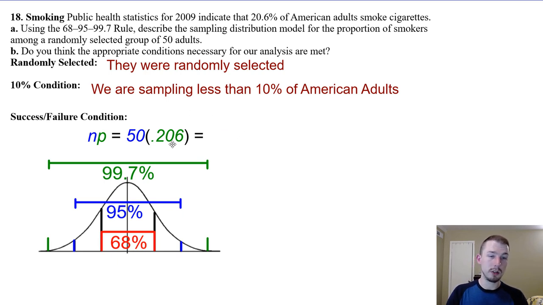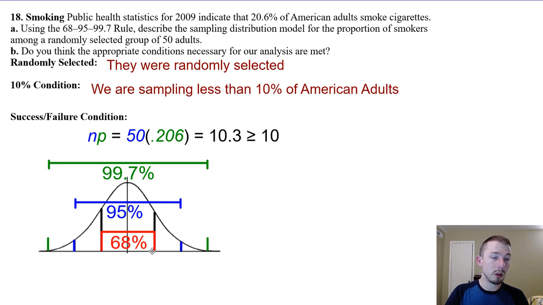Success failure condition. On this one, we need to make sure that we're expecting at least 10 successes and 10 failures to guarantee that we're not cutting off our normal model by a hard left bound of 0 or a hard right bound of n. So we're expecting on this one 10.3 people to smoke out of a sample of 50, which is more than 10, so we're guaranteed 3 standard deviations unobstructed, so we're good to go.